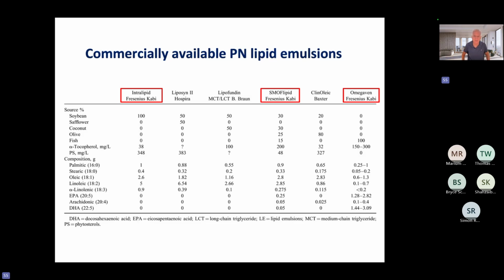The commercially available parenteral nutrition lipid emulsions are shown here. The classic is Intralipid, of course, which is 100% soybean oil. Then we have SMOF lipid, which is a combination of soy, coconut, olive oil, and fish oil. And then we have Omegaven, which is 100% fish oil.